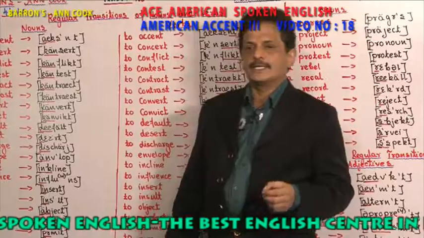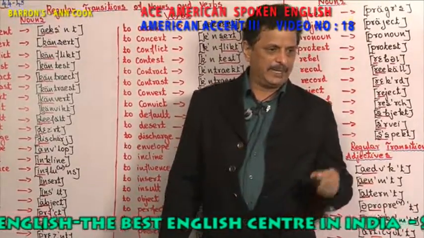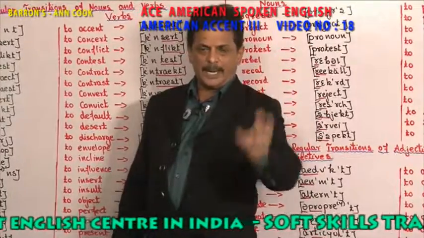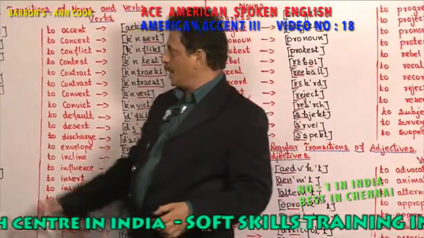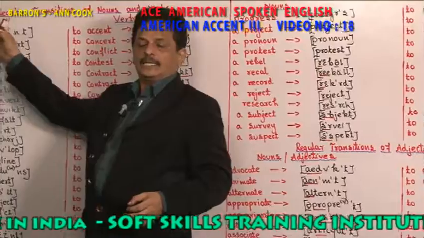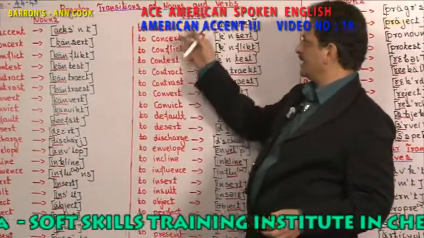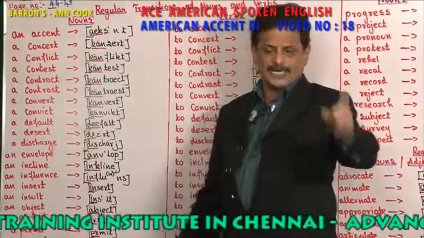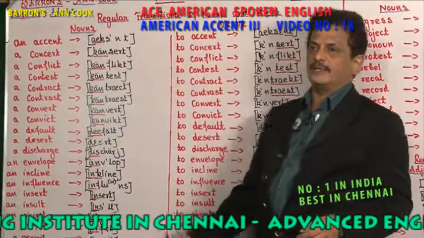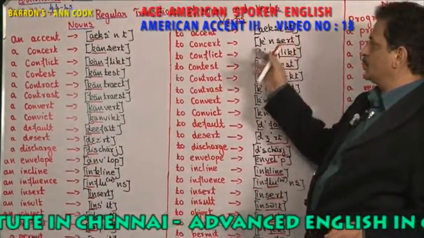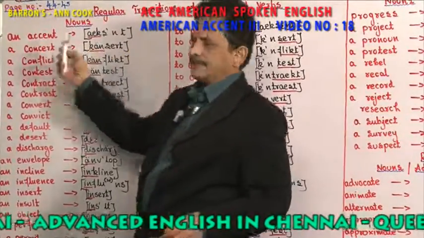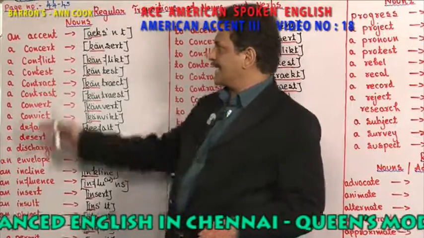Dear friends, syllable. What do you mean by syllable? A vowel joins together with a consonant to give a beat. So, nouns and verbs. See here, in the first column we have nouns and in the second column we have the verbs. For the nouns, the first syllable should be stressed, and for the verbs it is always the second syllable that should be stressed. For example, see here: accent, an accent.